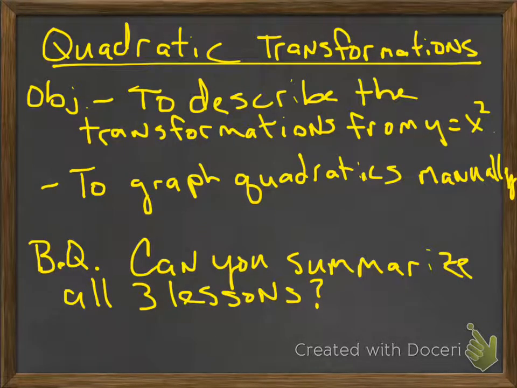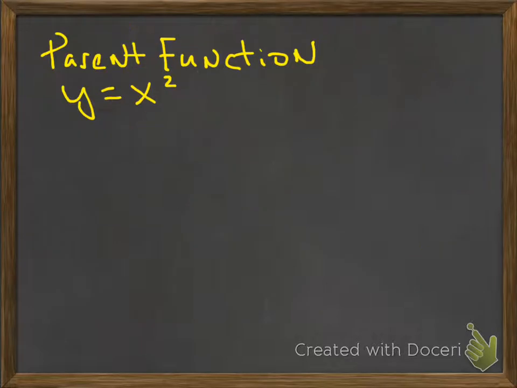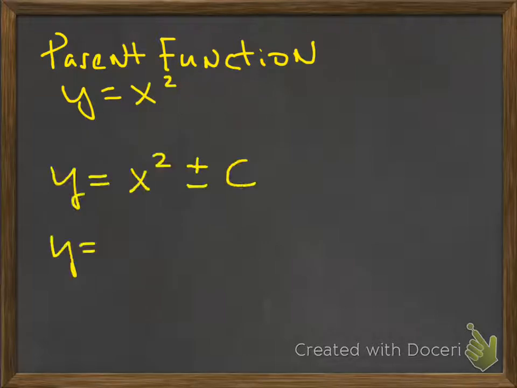The parent function of the quadratic equation is y equals x squared. With y equals x squared, we get a graph that would give us that parabola shape. Now, what we're going to look at first is what do you do when you have plus or minus c? So what happens when you add a number or subtract a number?